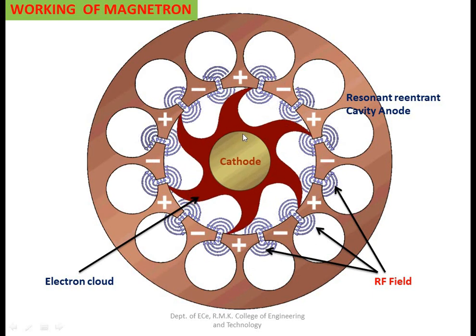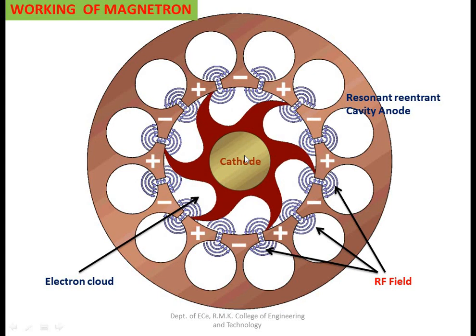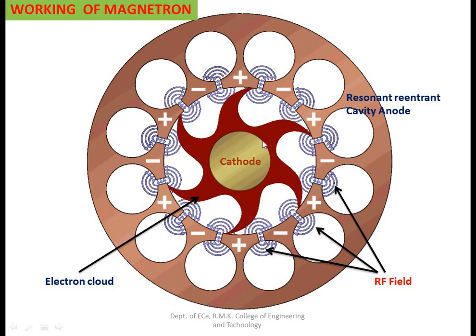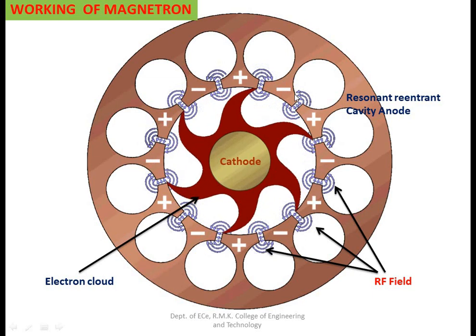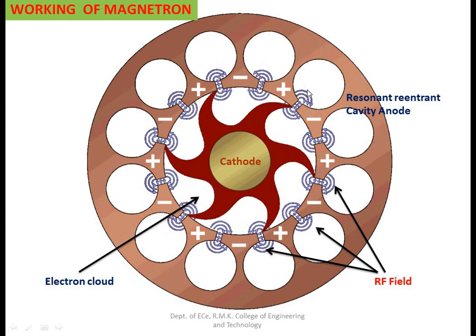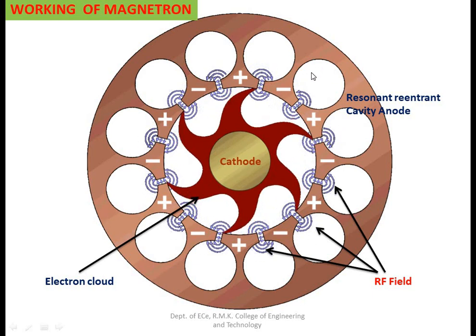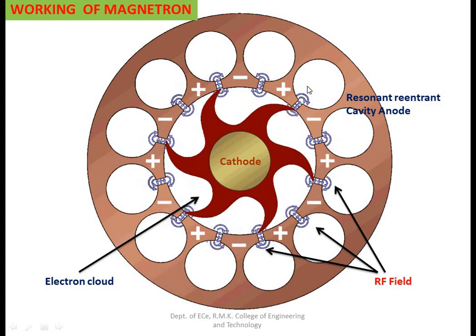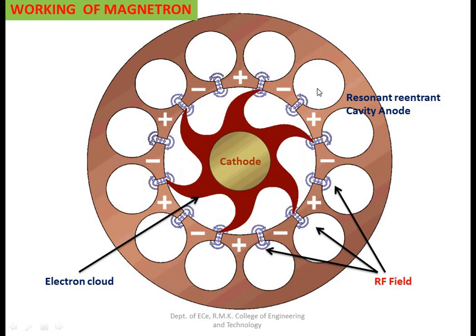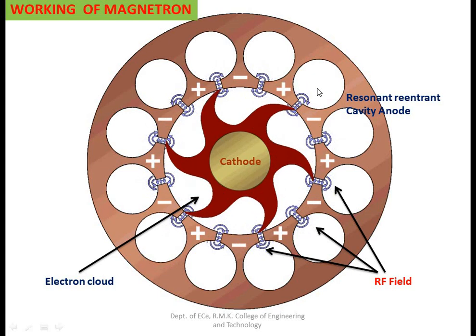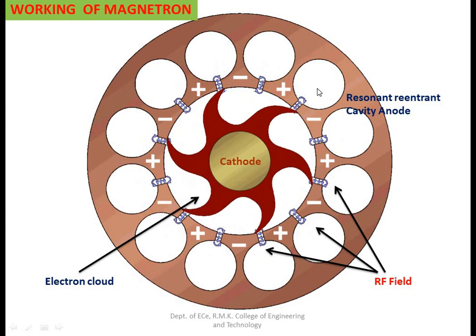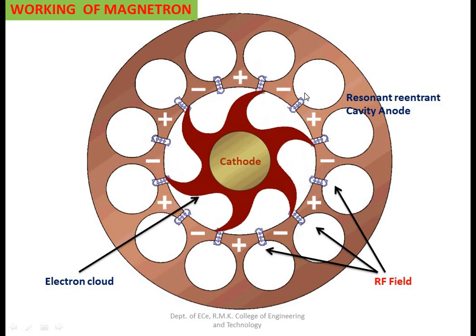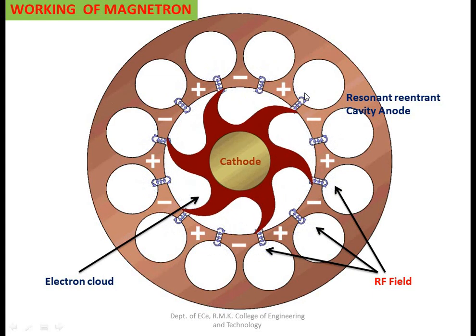right? So the initial step is, while connecting high voltage to the cathode as well as the anode, electrons are emitted and are moving towards the anode, and they interact with the generated RF field from these resonant cavities. Because of the interaction, there is a velocity modulation. The output of velocity modulation is electron bunches. So electron bunches are produced, that is the magnification of the RF field.